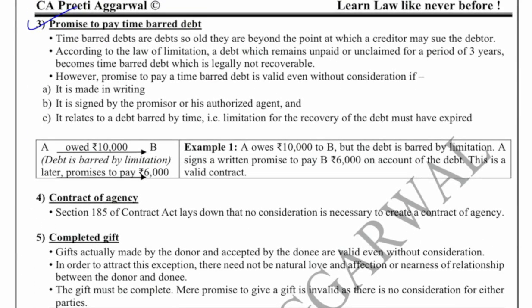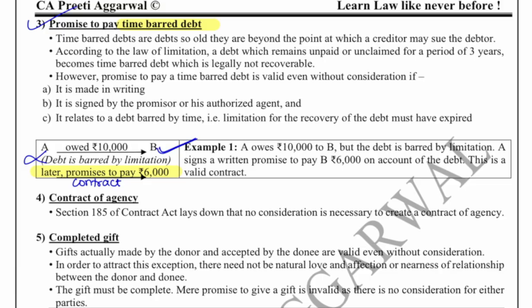Promise to pay a time-barred debt. See, time-barred debt is a debt which is so old that it is legally not enforceable. But if the other party wants to pay, like say for example that A owed 10,000 rupees to B and he has not paid this for many years, it has now become time-barred. Now one day on his own, he promises to pay 6,000 to B. We started analyzing. See, if you're promising, it means there is a contract, there is consideration for B. But A, you are not receiving anything in the contract.